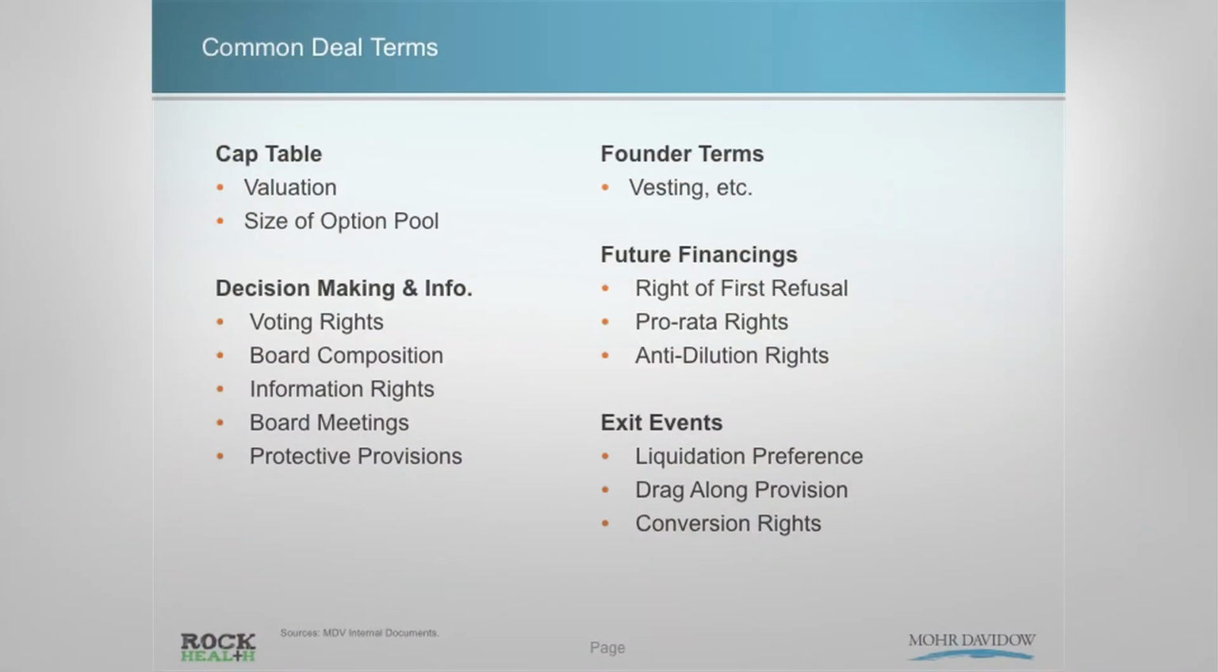And there'll be a set of protective provisions which are really around changing the rights of a class of stock. And I put that under decision making. It could easily fit in the future financings category as well. Founder terms. The VCs will require you to sign a confidentiality agreement with your own company. Yes, we'll say we're not investing until you've signed your rights over to the company.